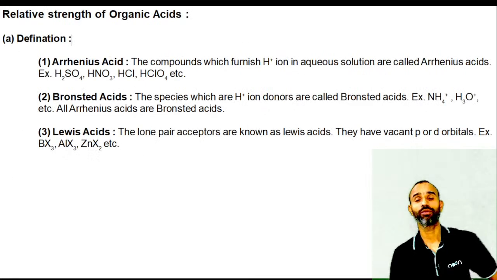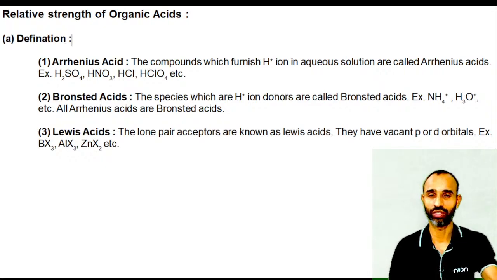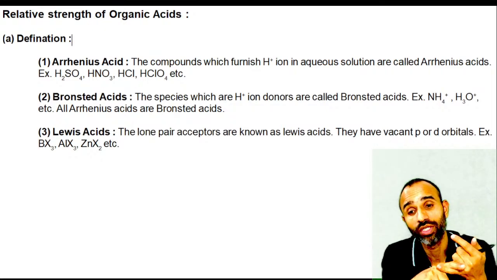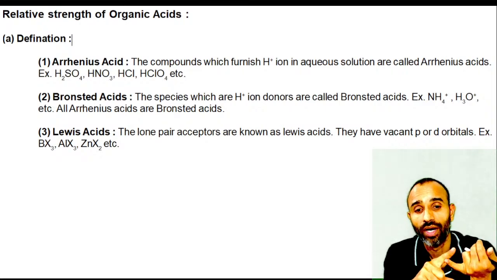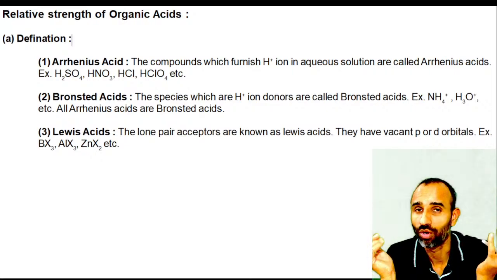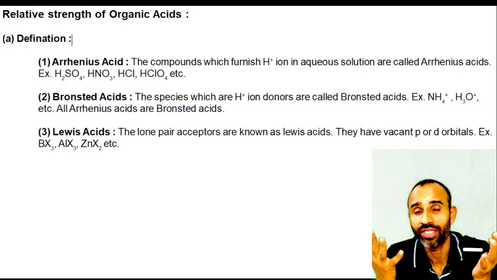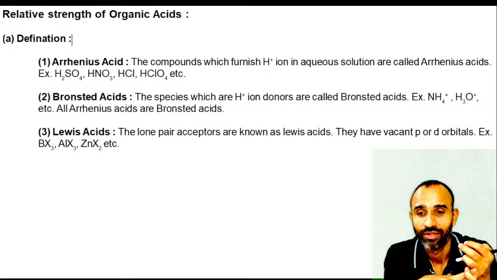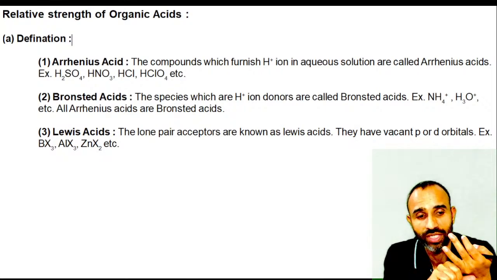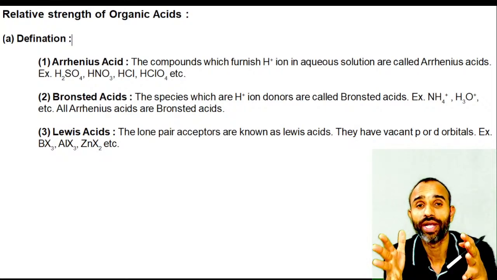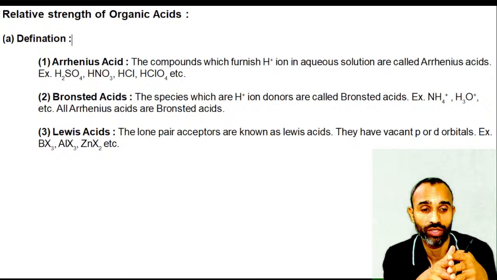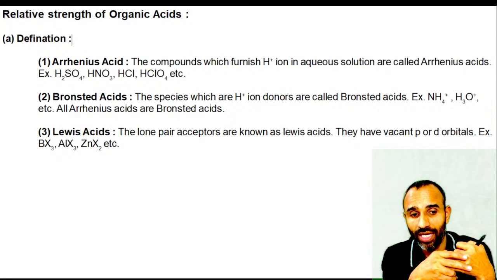Okay, now relative strength of organic acids; these definitions you know better. Compounds which furnish H+ ion in aqueous solution are Arrhenius acids, and those giving H+ ion in any solution are Bronsted acids. That means all Arrhenius acids are Bronsted acids as well, like NH4+ and H3O+. Lewis acids are lone pair acceptors, which are electron deficient with vacant p or d orbitals, like BX3, AlX3, ZnX2.